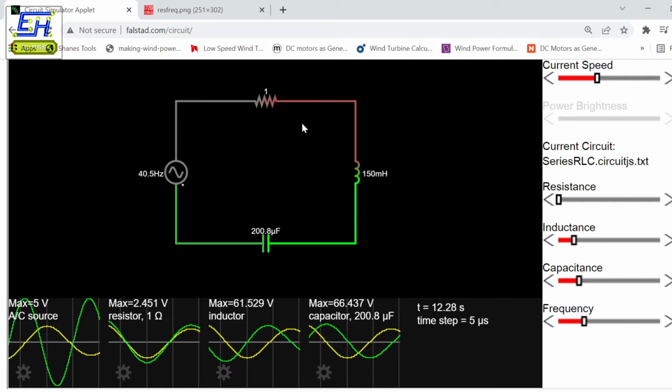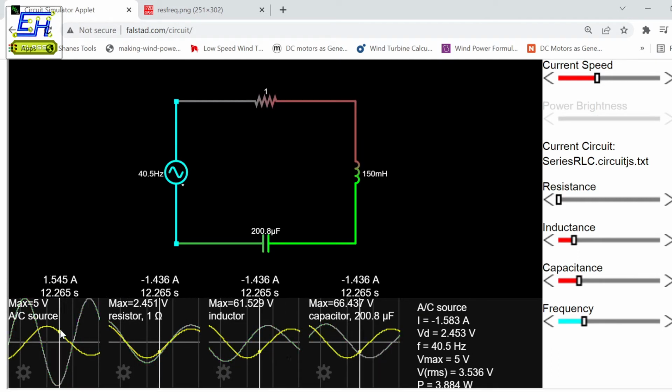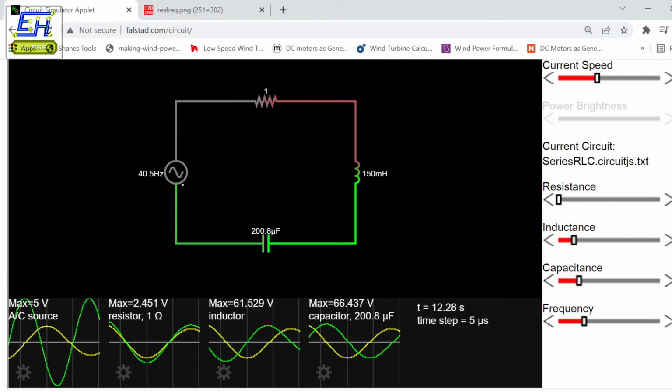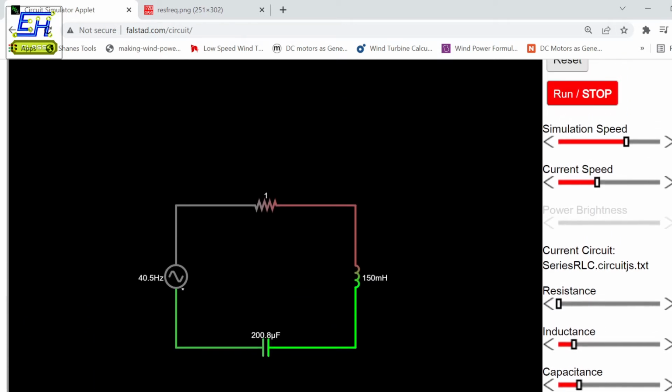Okay, so we have all these elements connected in series, which is energized by this alternating source of approximately 40 Hertz. And here are also sliders, we'll change them accordingly. And here are the scopes for the AC source, resistance, inductance, and capacitance. Now let's start the circuit and see what happens.